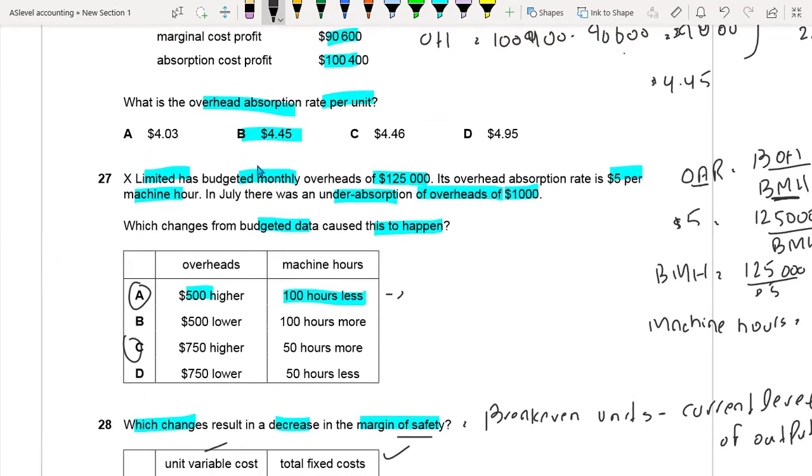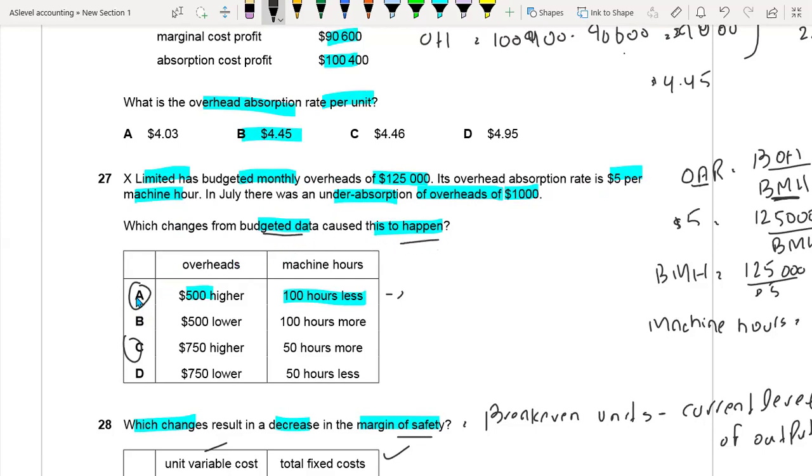Okay. So X Limited has budgeted monthly overhead, which is 125,000. So this is budgeted monthly overheads. Its overhead absorption rate is $5 per machine hour. So in July, there was an under absorption of overheads of $1,000. So basically, we have the answer of under absorption overhead, but we don't know what the actual overhead absorbed is. So what changes from budgeted data causes this to happen.